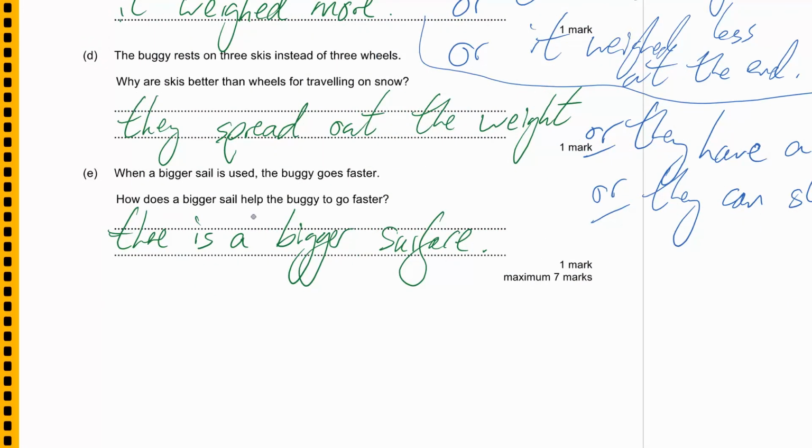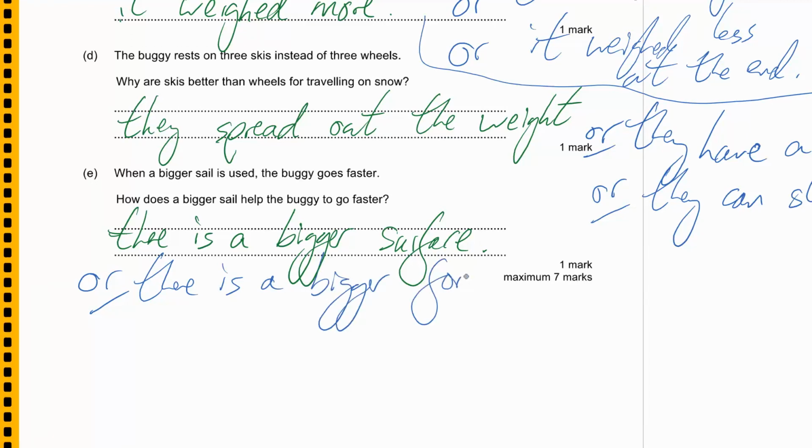Next question. How does a bigger sail help the buggy go faster? There is a bigger surface. You could have said there is a bigger force, or it catches more air.